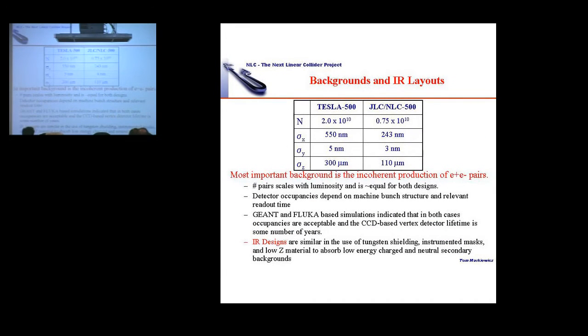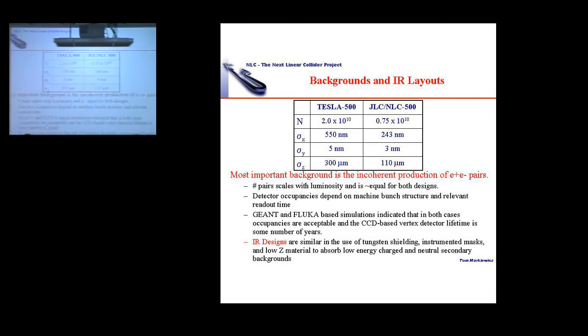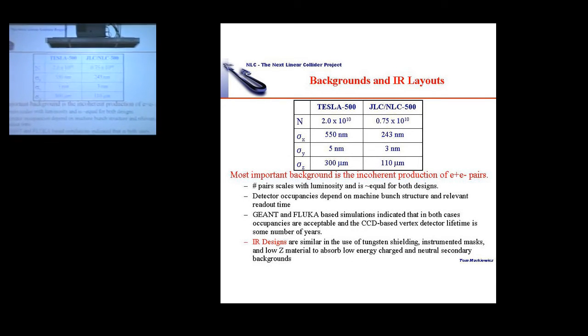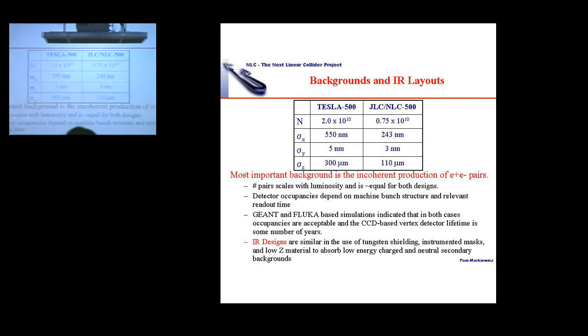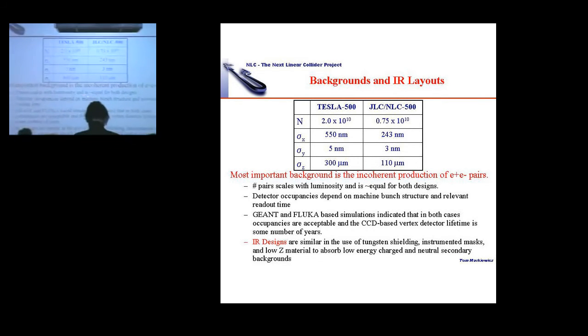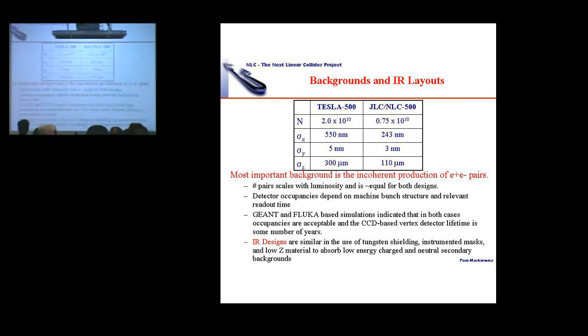Okay, let me move on to backgrounds. Basically, the beam spot sizes and the bunch charges determine what happens. The point I want to make is that the most important background is the incoherent production of electron-positron pairs, which I'll go into in more detail in the following slides. The number of pairs scales with luminosity, and per unit of luminosity is equal for both designs.